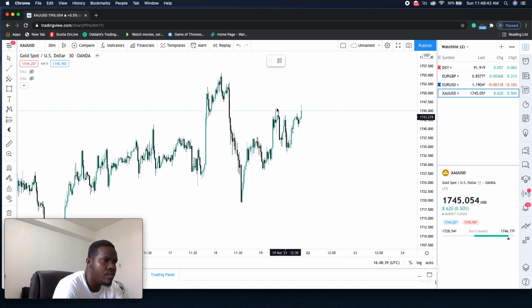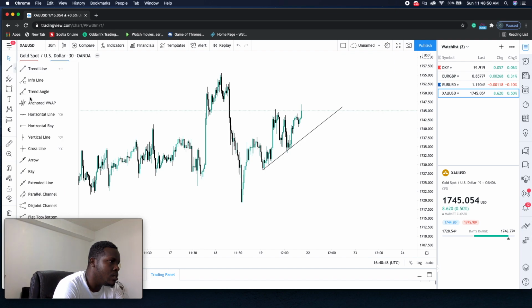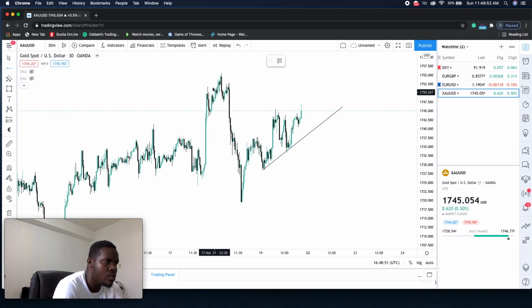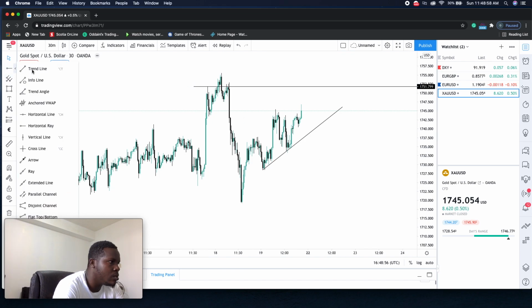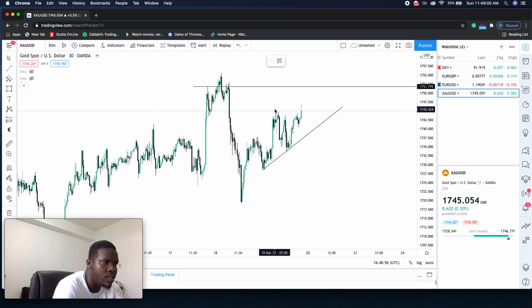Again, pretty straightforward. Market is in an uptrend, so connect 1, connect 2, extend. So I'm pretty much looking to see gold push to this level here. So we can also draw our descending trend line, connect 1, connect 2, extend. So we can already see that the market break, retest, and is pushing up. But personally for me, I don't want to enter this trade here.